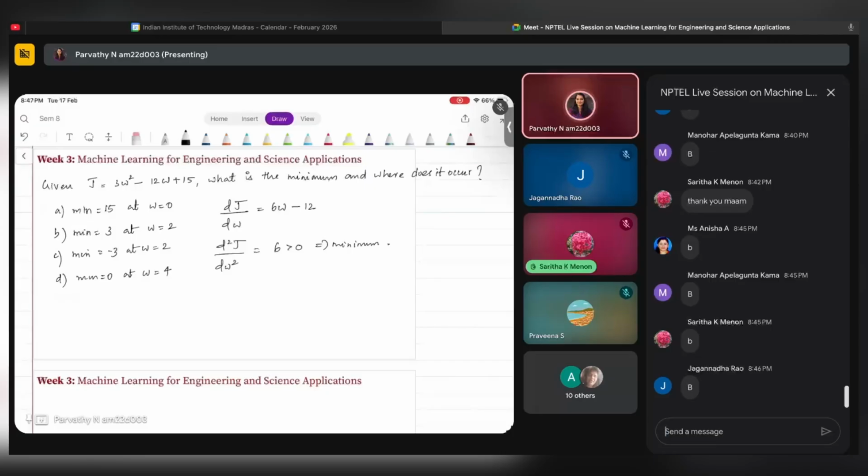So then the minimum is 3 from the option. It is minimum 3 at W is equal to 2. So 12 plus 15 minus 12 into 2, so 24. So the minimum occurs at W is equal to 2.